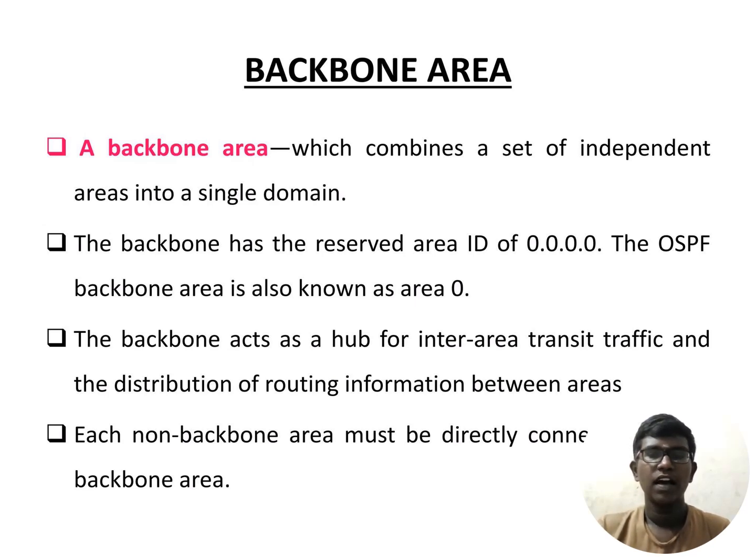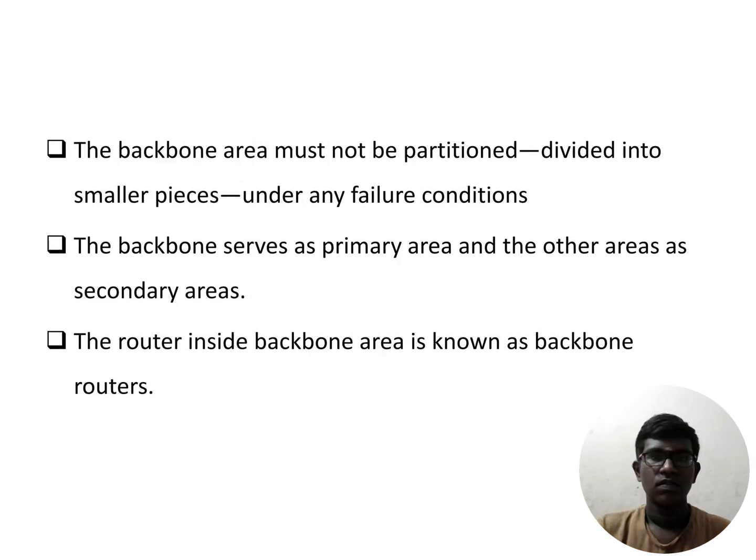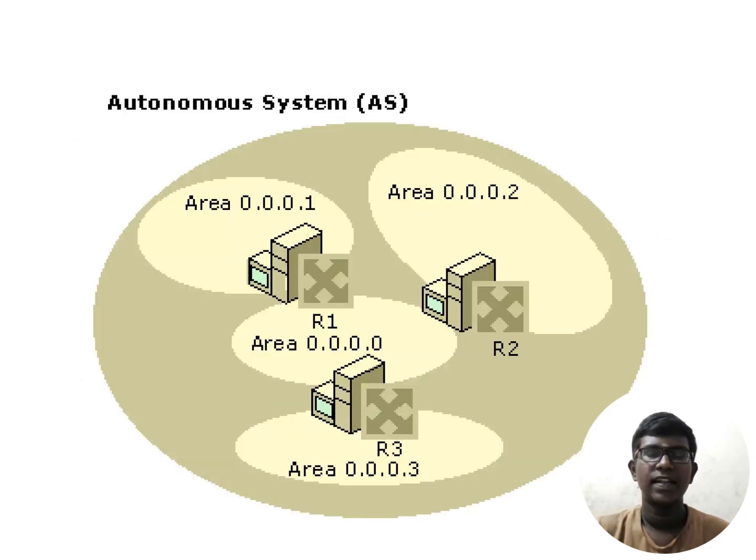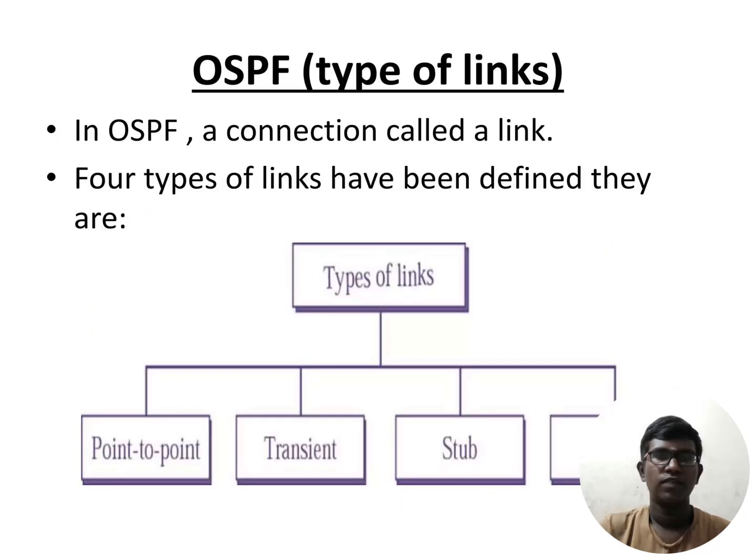Each non-backbone area must be directly connected to the backbone area. The backbone area must not be partitioned, that is divided into smaller pieces, under any failure conditions. The backbone area serves as the primary area and the other areas as secondary areas. The router inside the backbone area is also known as a backbone router. This is the diagrammatical representation of how many areas are connected within a single autonomous system in an OSPF routing algorithm.